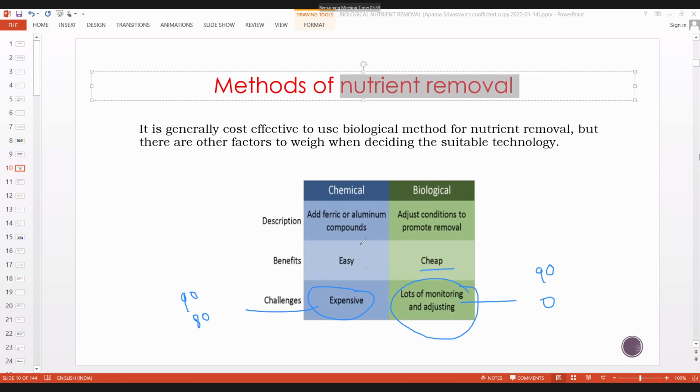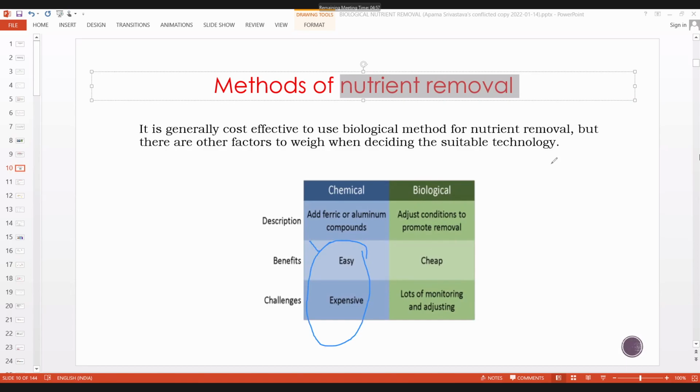That's why sometimes in municipal wastewater, where pollution load is not high, we go for biological method. But in industrial wastewater, generally we go for chemical method, because removal efficiency is one of the important tasks. Okay, so that's why you can understand in the table. Based on that we understand that when the concentration of pollutant is too high, and there is no problem with the budget and other things, we can go for chemical.